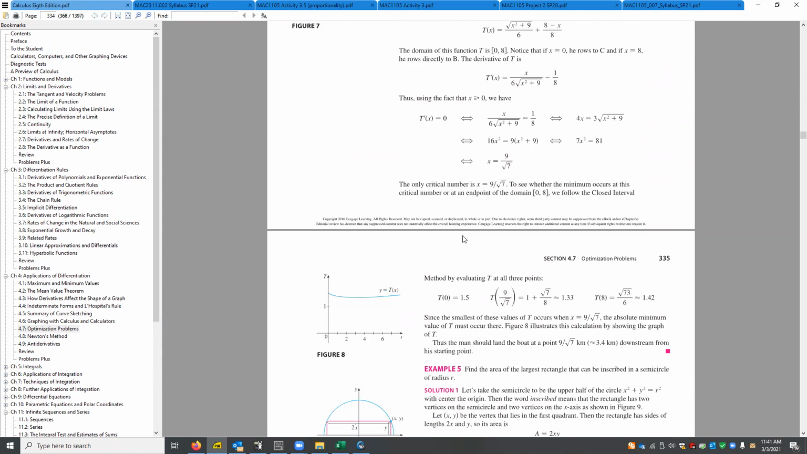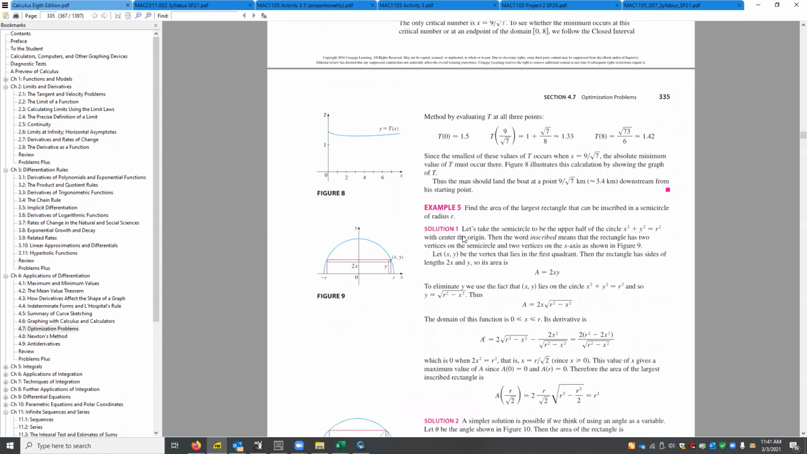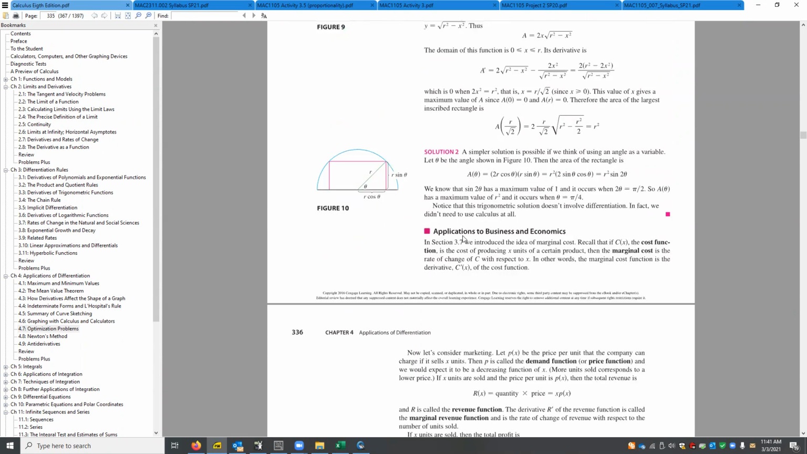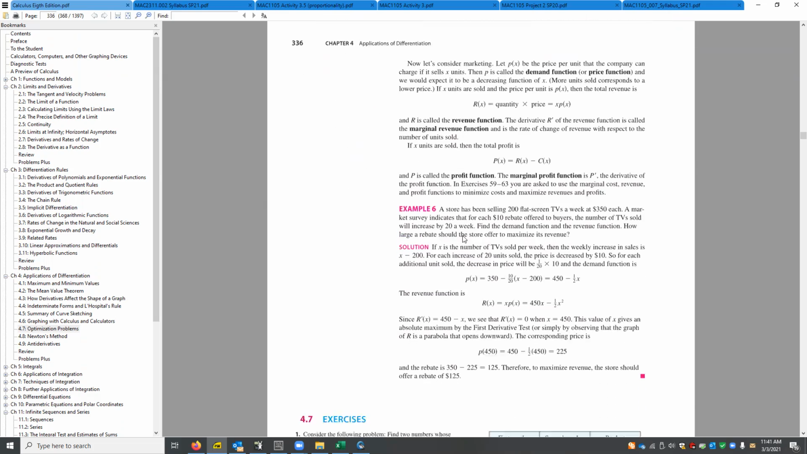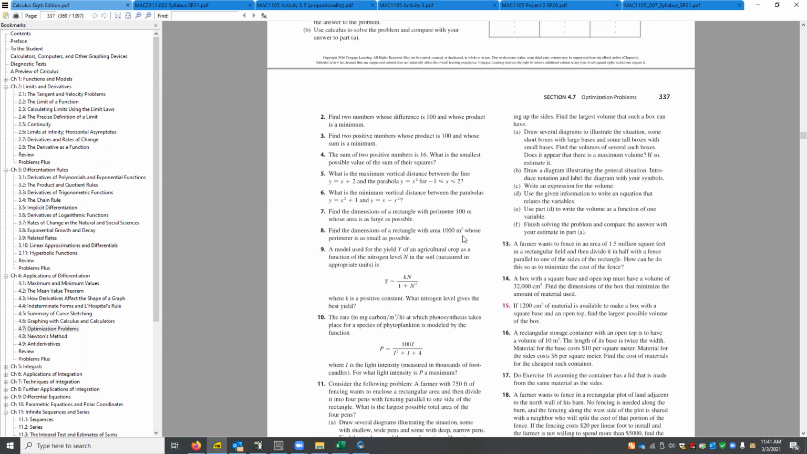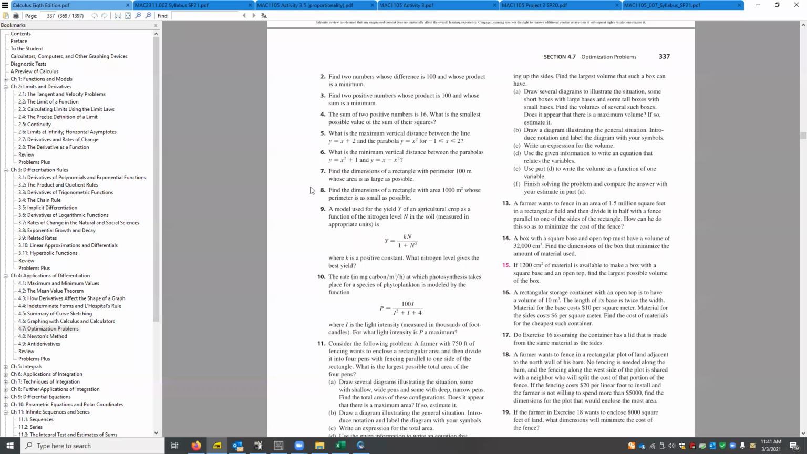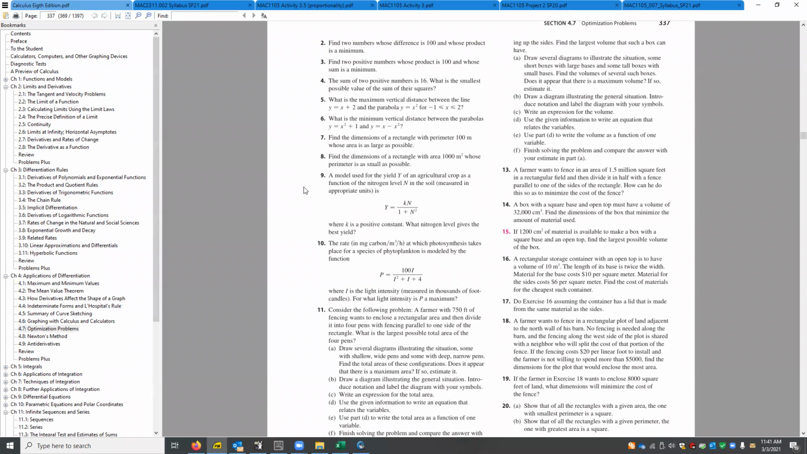These problems are fun, but they're not really applied optimization. These are more math problems. So let's do 15. This is a challenging problem.